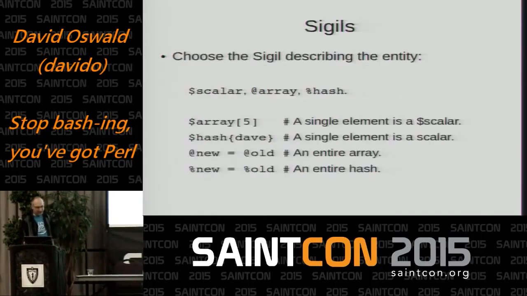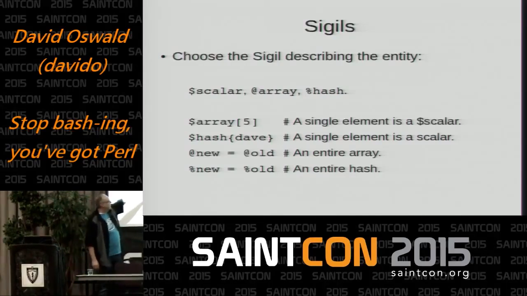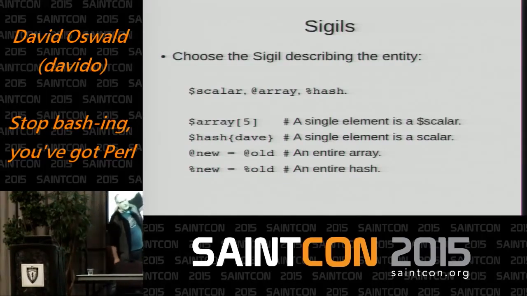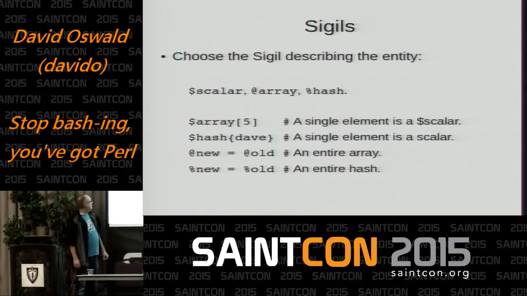So the sigil describes the entity that you're looking at. So dollar for scalar, @ for array, and % sign for hash. But if you want to look at just one element of an array, you're looking at a scalar value. And so you would use $array and then the subscript for that element that you want to reference. But if you want to look at the array as a whole, you'd use the @ sign, or a hash in its entirety using the % sign.